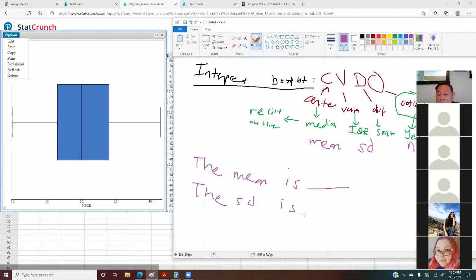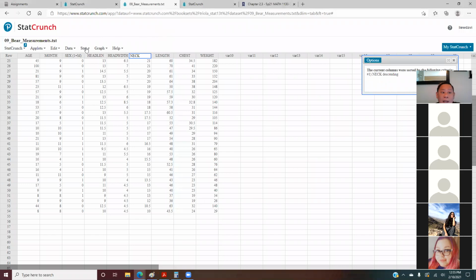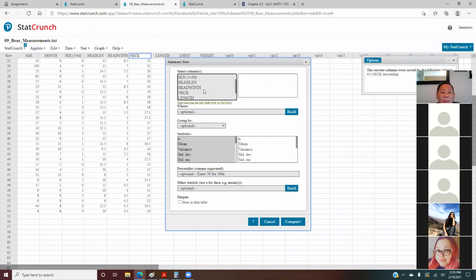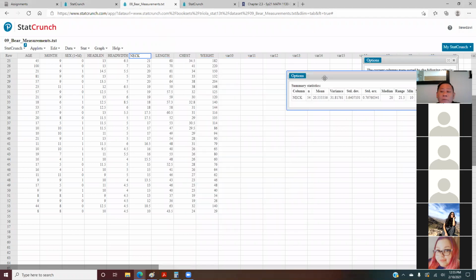So how do you find mean and standard deviation? You go to Stat, Summary Stats, and Columns. This is what you did in 3.1 and 3.2, right? Then you go to neck, the one that I want you to calculate, and compute.